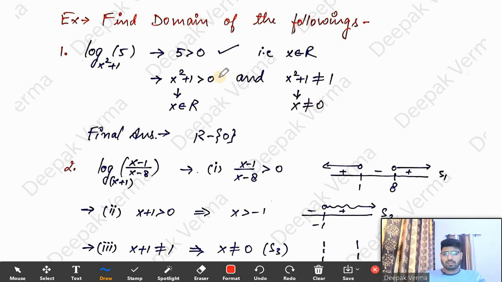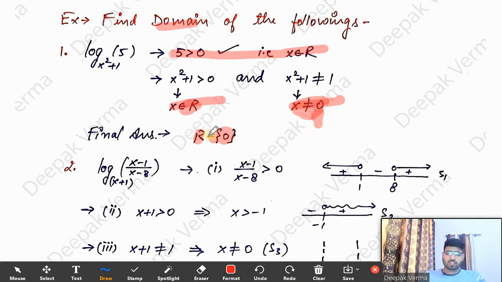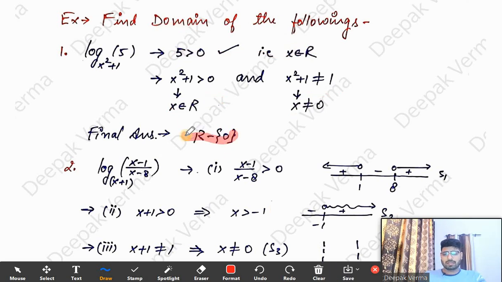Got it? Now, in order to write the domain, we have three conditions: 1, 2, 3. Now we have to take the intersection of these three conditions. After taking the intersection, we will get R excluding 0. Because in R, 0 is included, but here we are saying x should not be equal to 0, which means we have to exclude 0. So we can write R excluding 0 like this. Is it clear?